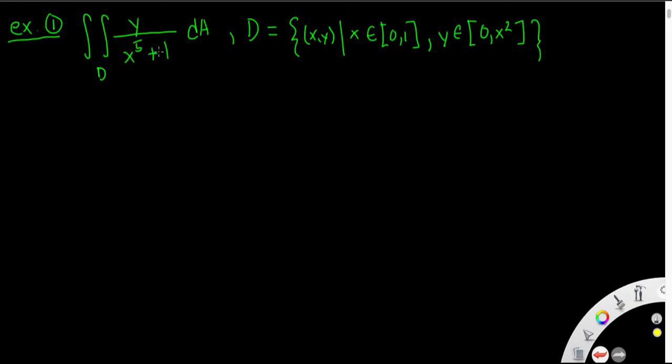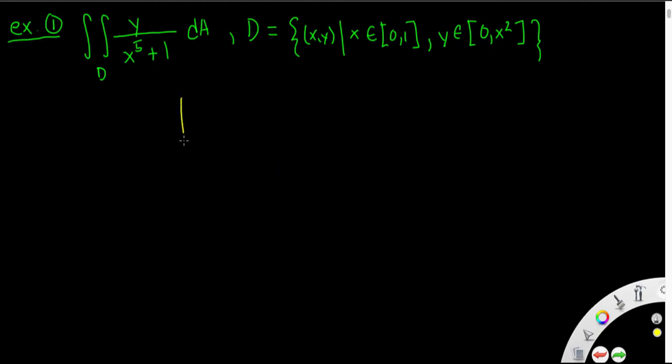Okay, so let's start with the first example. Here is a double integral over the region D of y over x to the fifth plus 1 dA, dA being dx dy, where the region D is the set of (x, y) such that x belongs from 0 to 1. By the way, if you haven't seen this Greek letter epsilon, this means belongs to. So the interval of x is from 0 to 1, and y belongs from 0 to x squared, meaning y ranges from y equals 0 to y equals x squared.